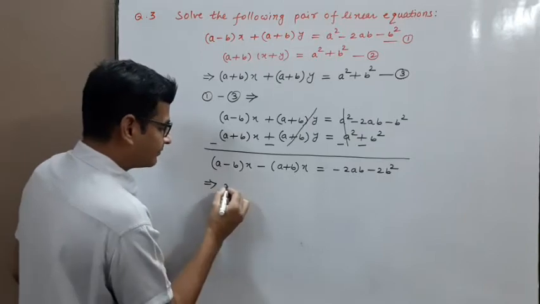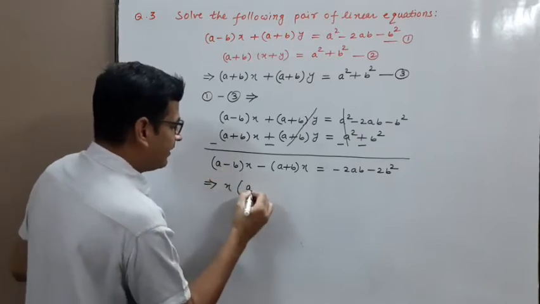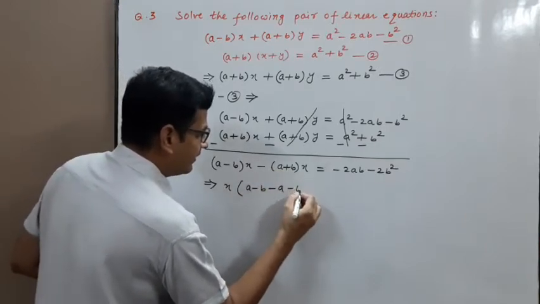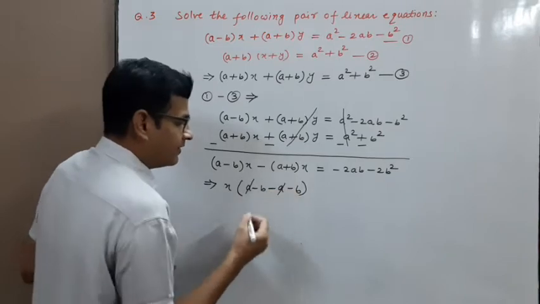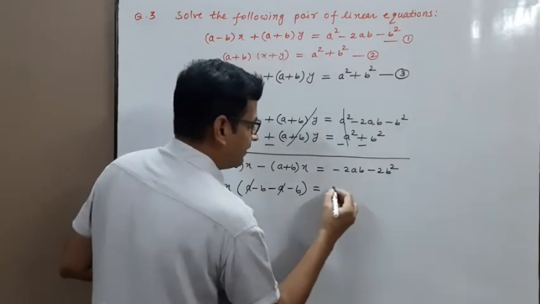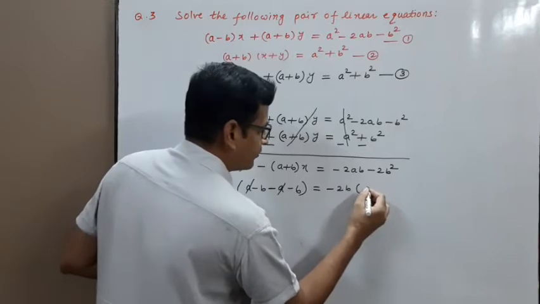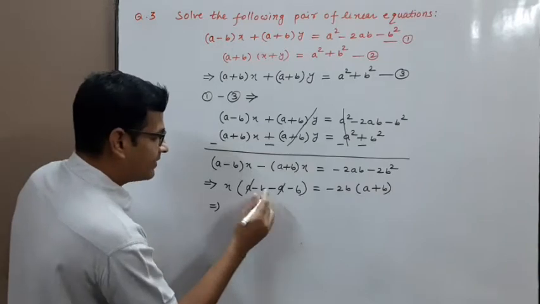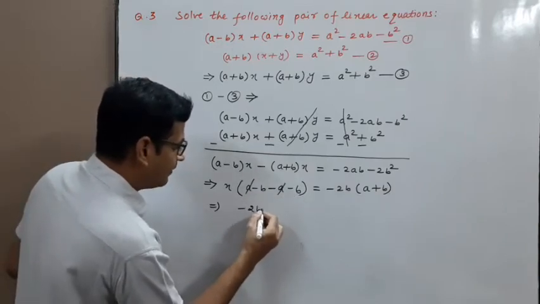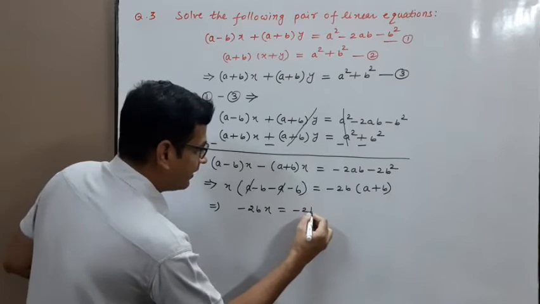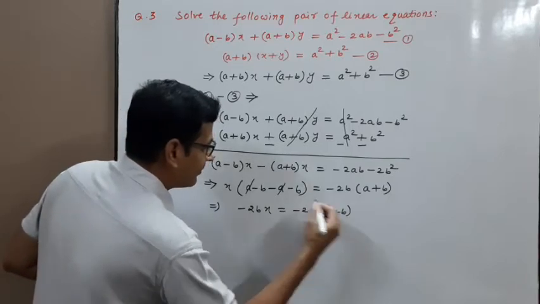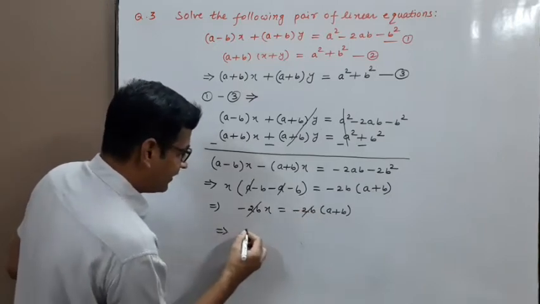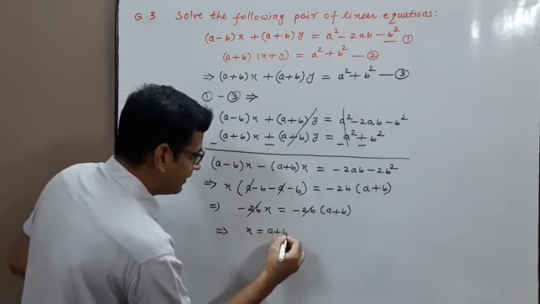x common. So in bracket we get a minus b, open the bracket, minus a minus b. a and a cancel, is equal to, what is common? Minus 2b common. So we get a plus b. Left hand side minus 2b into x is equal to minus 2b into a plus b. Minus 2b and minus 2b cancel. So we get x equal to a plus b.